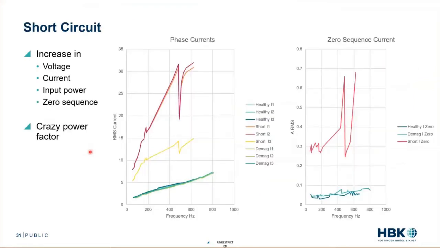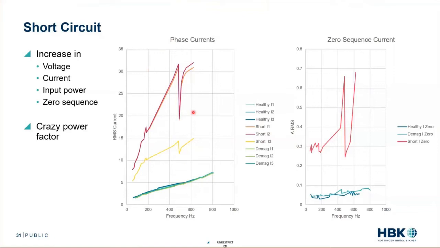And what did I see? So here I have plotted the 3 phases of healthy, the 3 phases of short, and the 3 phases of demag for the phase currents. Well, my demag and my healthy look pretty similar. They're both right here. But my short circuit, if we look at my RMS current, it's just to the moon, and this is that phase imbalance. So we can very easily see that, okay, I have a turn short, I can identify that right away.